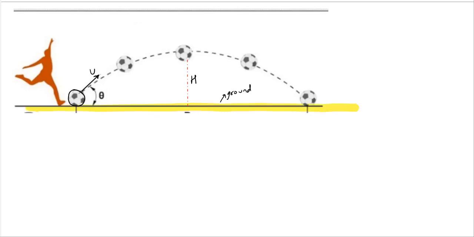Okay, look here. The same football, that one. So at t equals 0, we have projected it. After some time t, it will come and strike the ground. We define this as the maximum height ascended. Then what about the range? This particular thing will become the range.